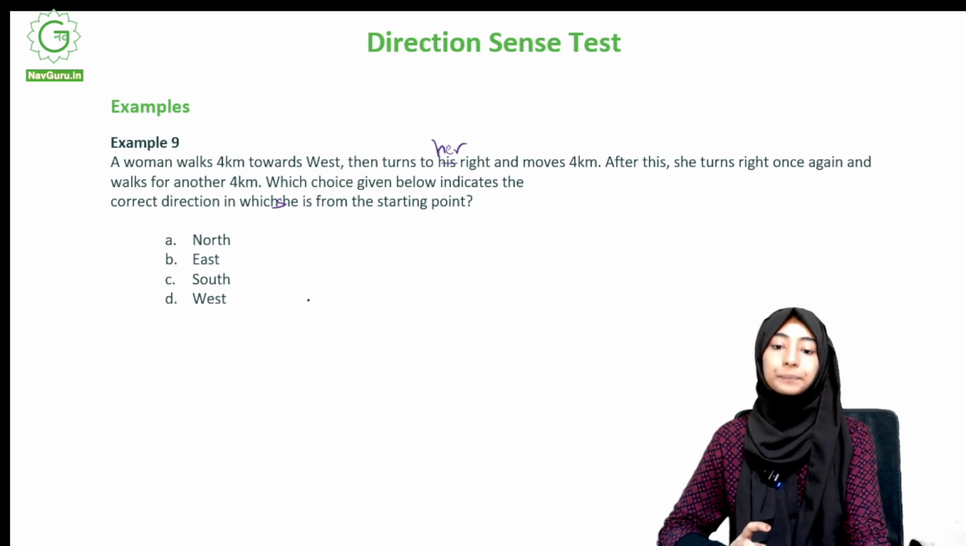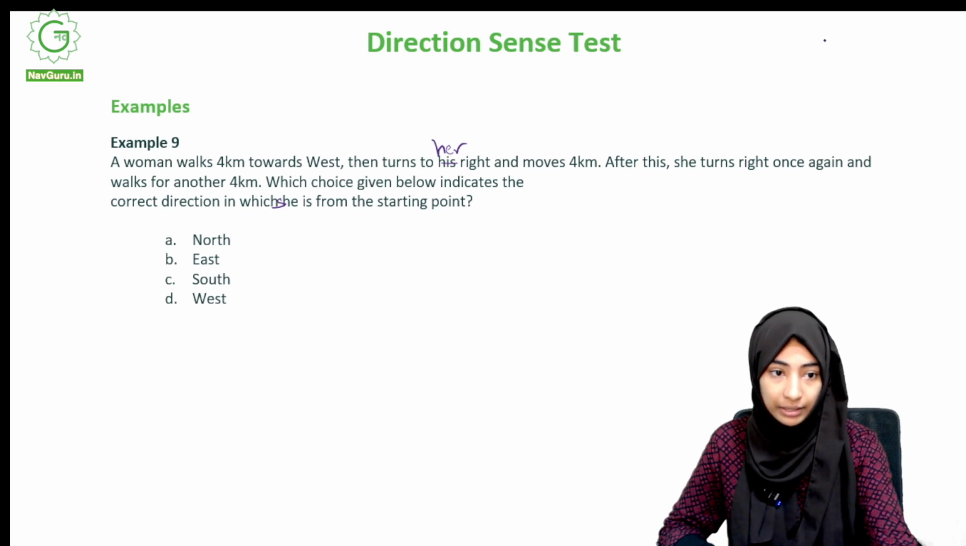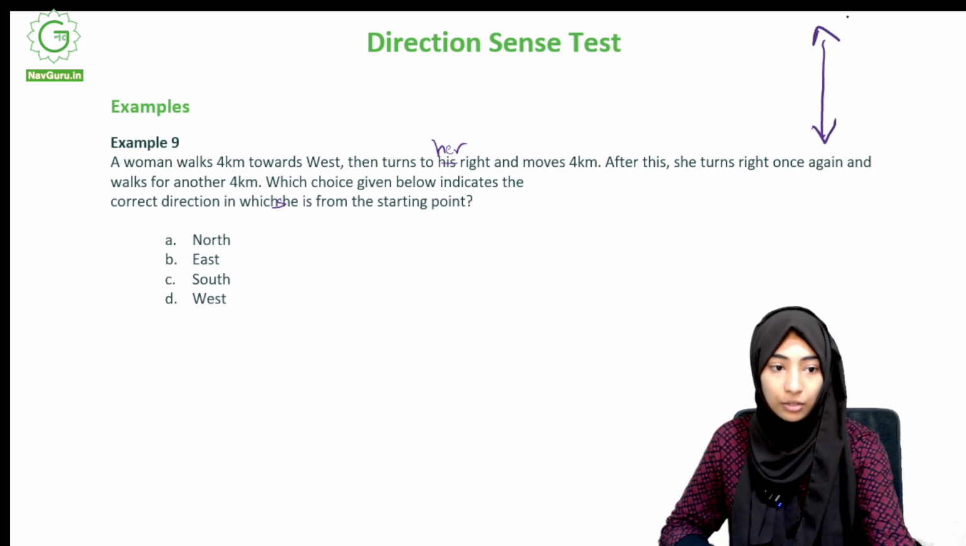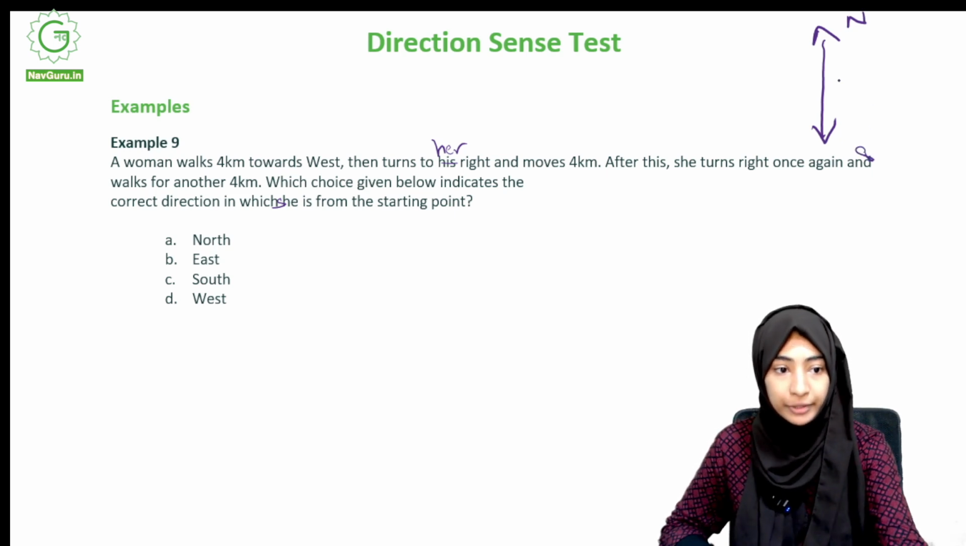So basically, a woman walks 4 kilometers towards west. I'll draw these cardinal directions again. I think, once I take a lot of classes for you guys, my drawing will gradually get better because there's a lot of drawing that I'm doing.